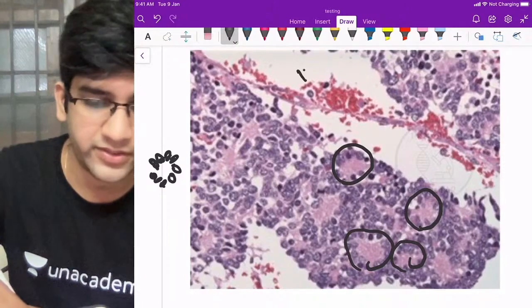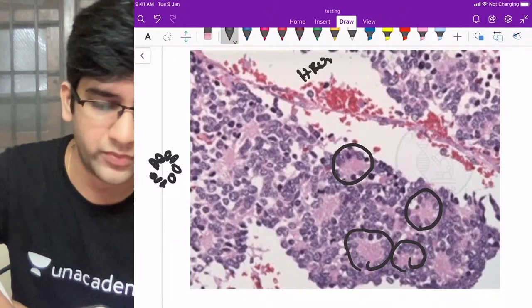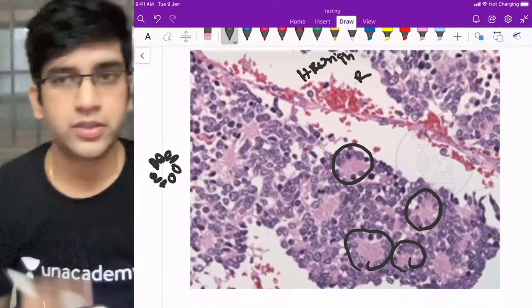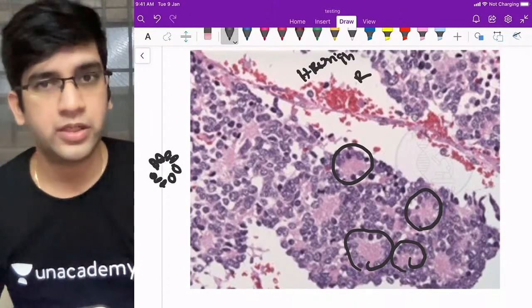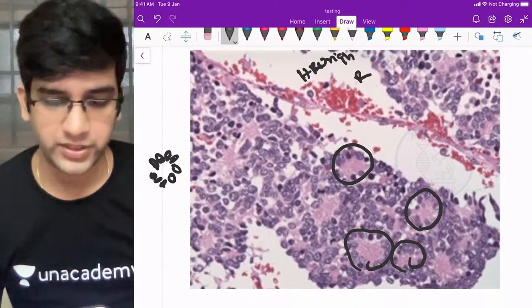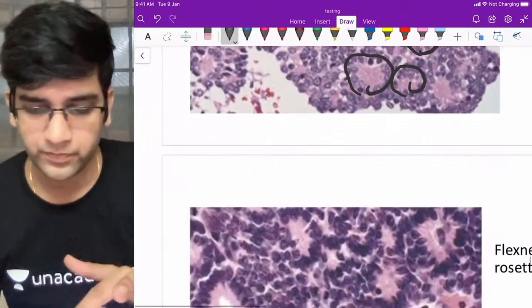So this is, like you guys said, a Homer Wright rosette. No lumen, neuropil in the center, Homer Wright rosette. Perfect, it's a pseudo rosette, obviously. Fine. We'll go to the next image.